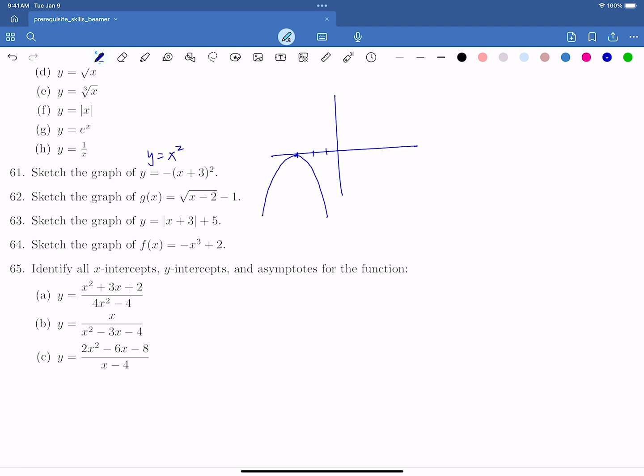If we want a more detailed sketch, then we can find some intercepts and get a little bit better graph. But for now, I just want you to have a rough idea of what these graphs look like.